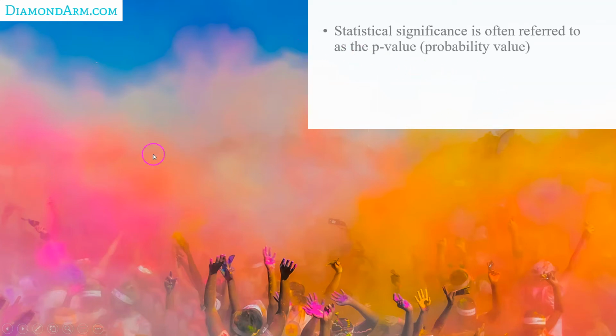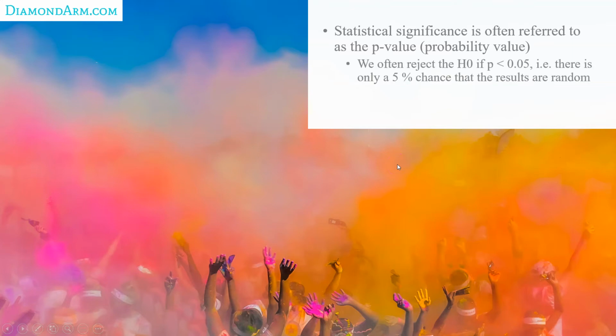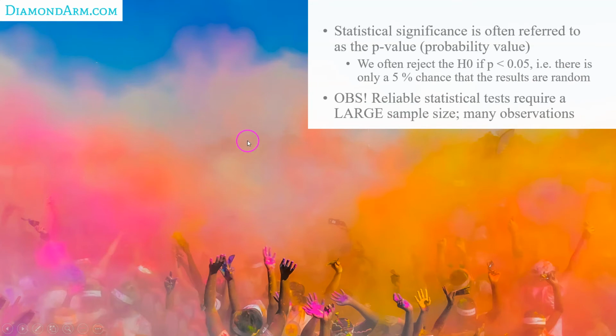Statistical significance is often referred to as the p-value, also called probability value. We often reject the null hypothesis, the antithesis, if p is less than 0.05, meaning there is only a 5% chance that the results are random. And here's a big beware: reliable statistical tests require a large sample size, meaning many observations.